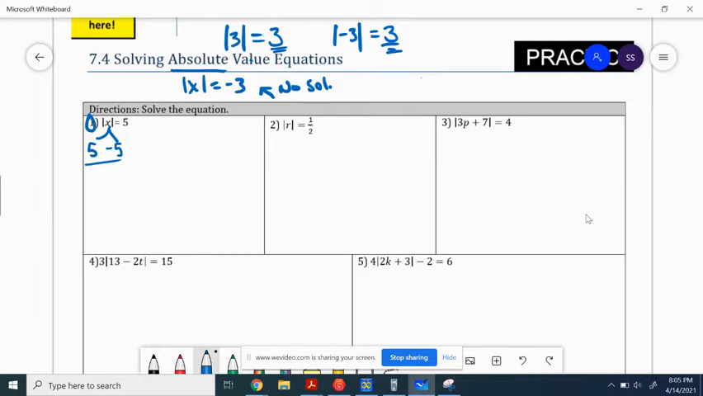A lot of students on their first attempt on the test were just giving one answer. There is always going to be two answers unless it's no solution. Number 2, what could the values of r be? Well, it could be 1/2, or it could be negative 1/2.